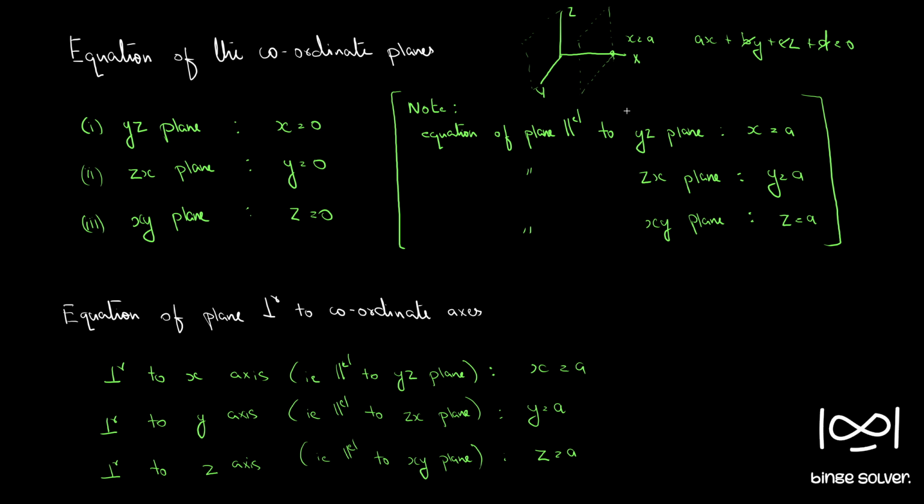Similarly, you can visualize the other equations. The equation of a plane parallel to the zx plane will be y equal to a, and the equation of a plane parallel to the xy plane will be z is equal to a. So these are the equations of coordinate planes and planes that are parallel to coordinate planes.